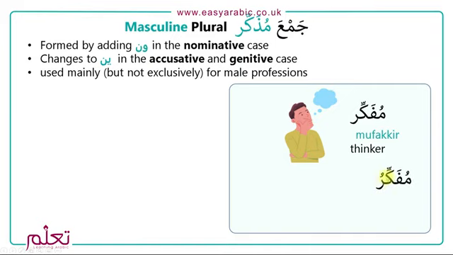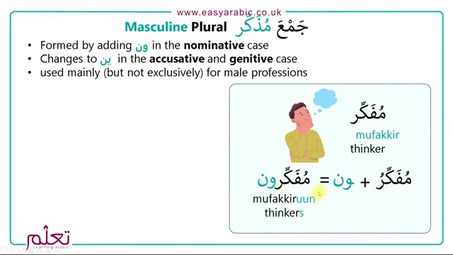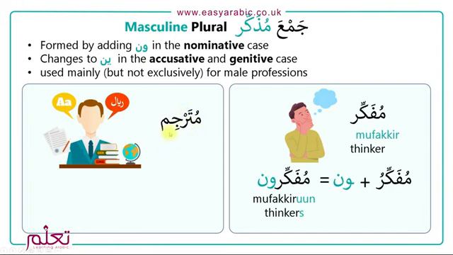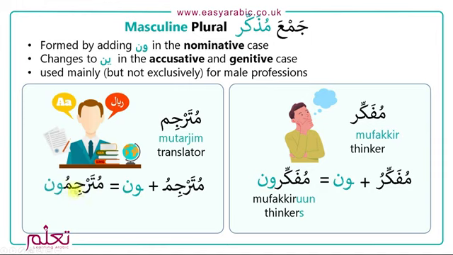So mufakkir plus waw noon, mufakkirun, these thinkers. Next one we have mutarjim, which is a translator. So we take mutarjim, add the waw noon, and it becomes mutarjimun, which is translators. Okay, so that was your masculine plural. Well, let's look at some examples on the feminine.